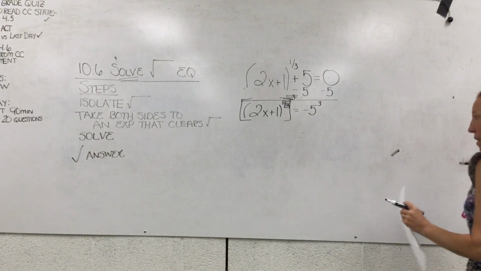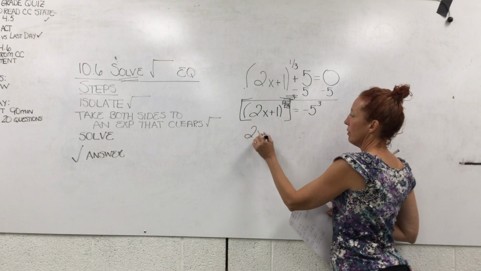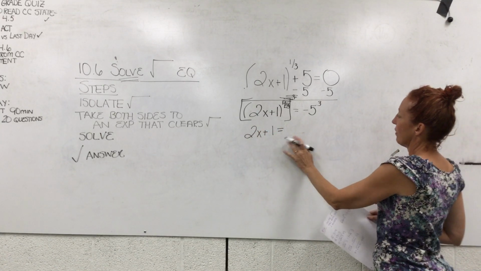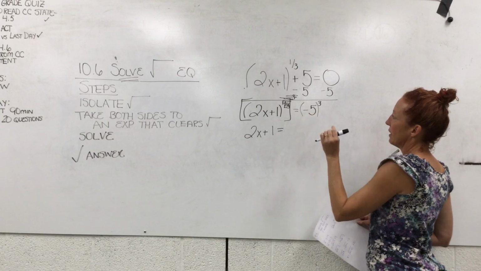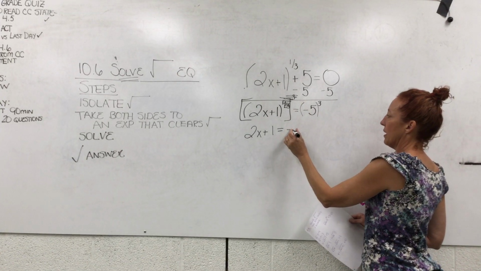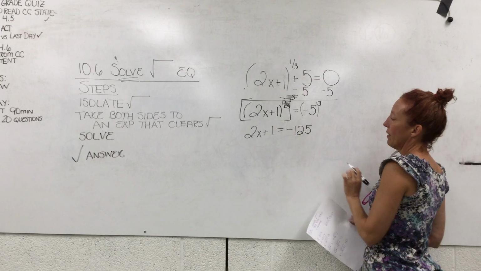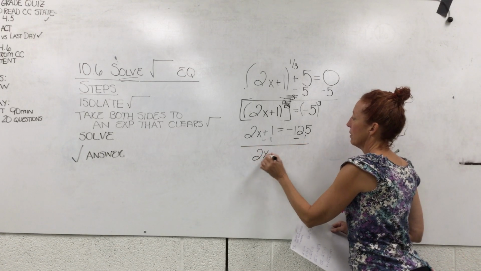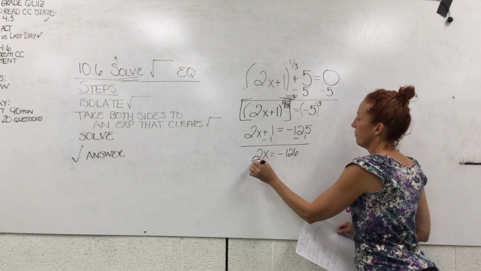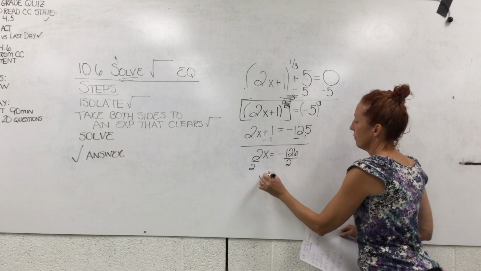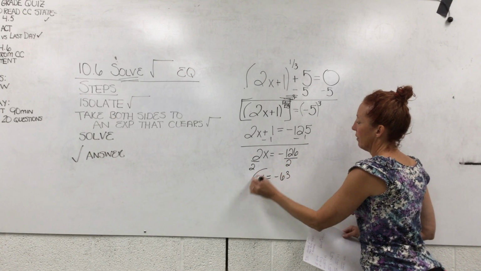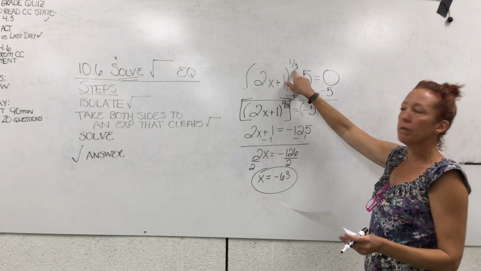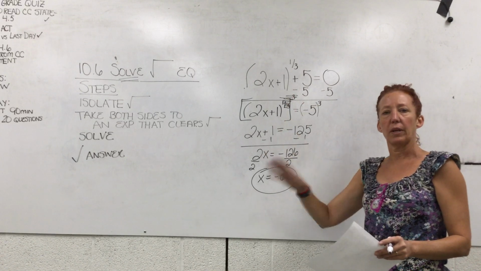And so on the left, you have 2x plus 1. And on the right, you have -5 to the 3rd power. So it is a -5 times a -5 times a -5, or -125. So now we just solve for x. And we have -63. The ones that have an odd root always work when we check them.